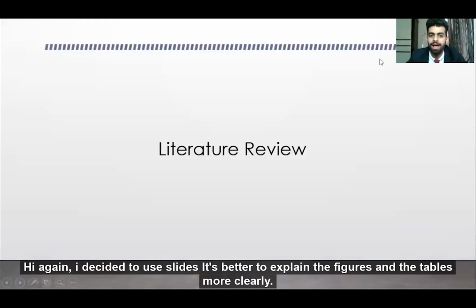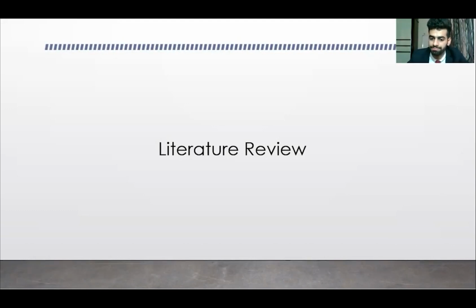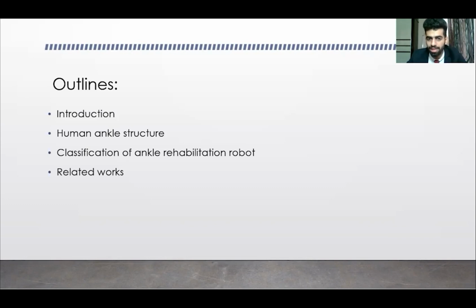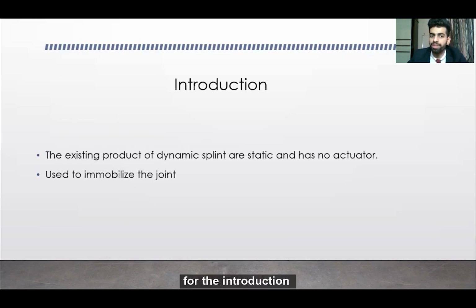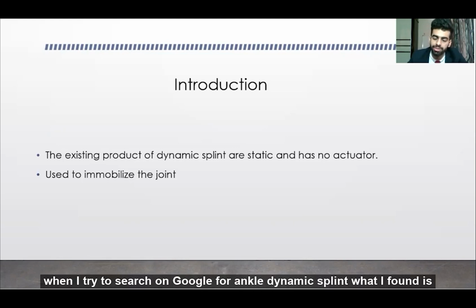Hi again. For the literature review, I decided to use slides since it's better to explain the figures and the tables more clearly. For the outlines of the literature review, I'll be presenting the introduction, human ankle structure, classification of ankle rehabilitation robot, and related works. For the introduction, when I tried to search on Google for ankle dynamic splint, what I found is basically this.